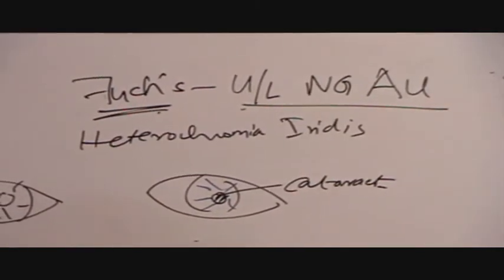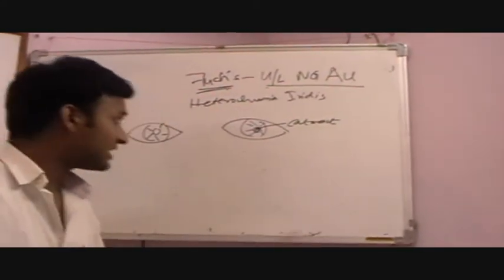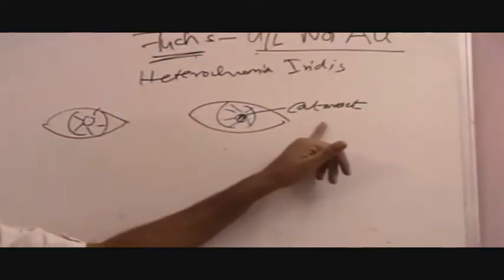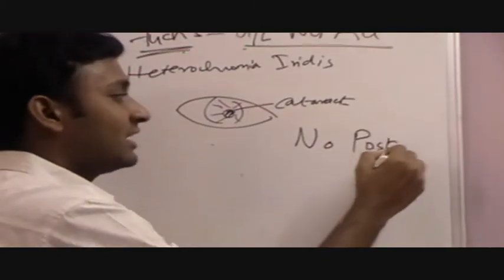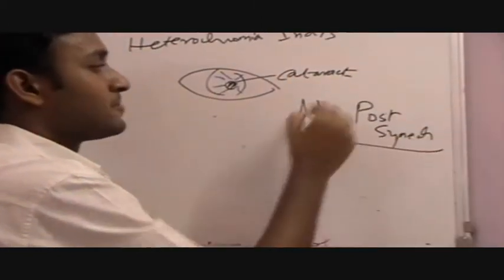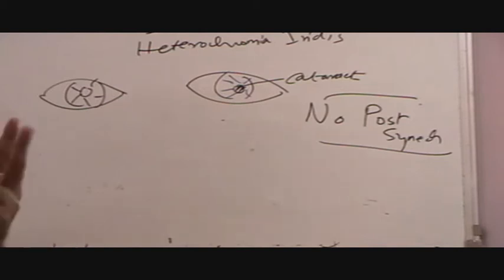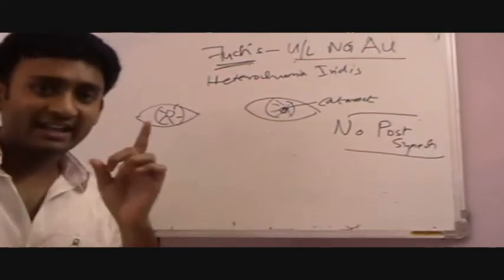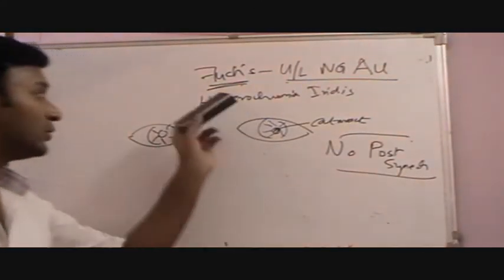The reason they have found is that rubella is a cause of Fuchs. Don't worry about that, just understand this. There's going to be cataract, but there is no posterior synechiae in Fuchs. Then two important features I want to tell you. I previously told you in the anterior uveitis signs, I told stellate keratic precipitates in Fuchs.